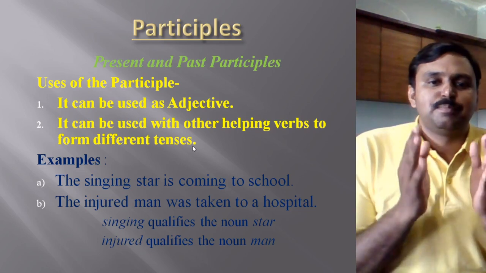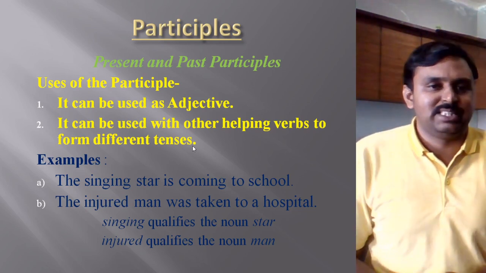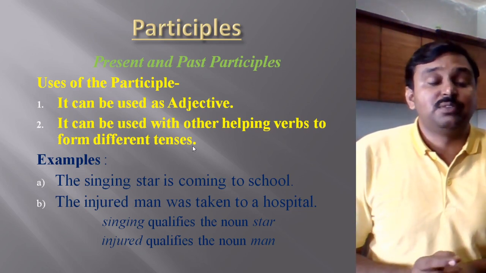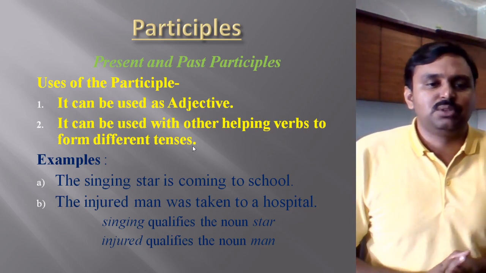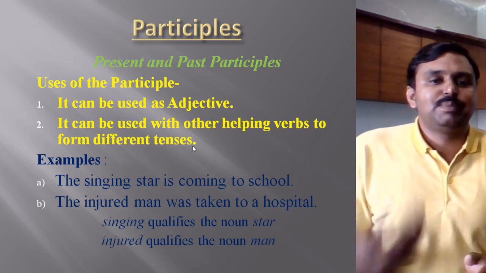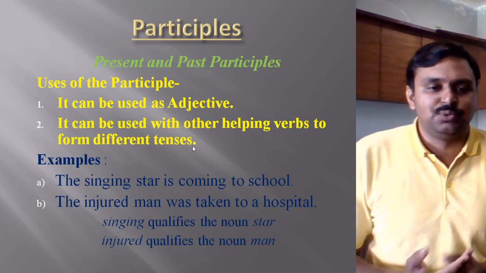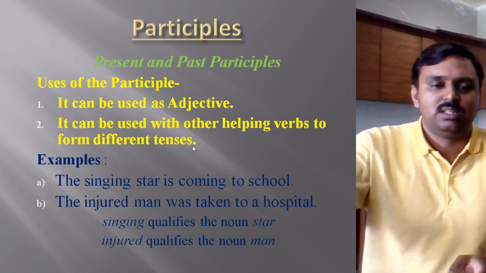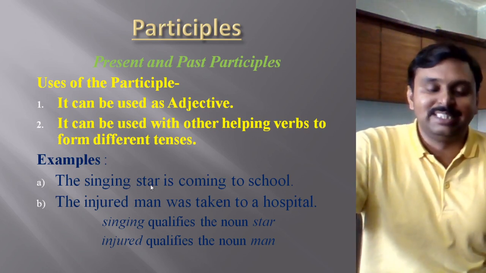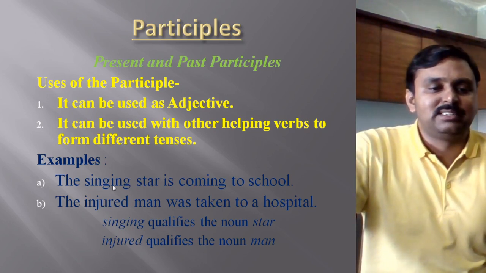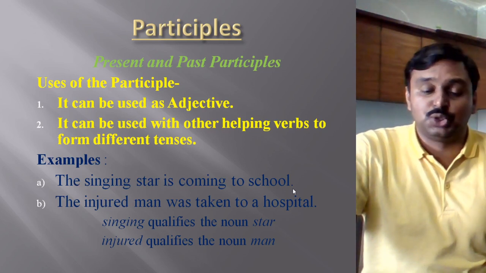Now basically participles are used in simple past tense, or they are used in perfect tenses. Okay, now first of all we'll discuss adjectives, how the participle is used as an adjective. Look at the first example. You can follow the arrow here to know the exchanges. Example: the singing star is coming to school.